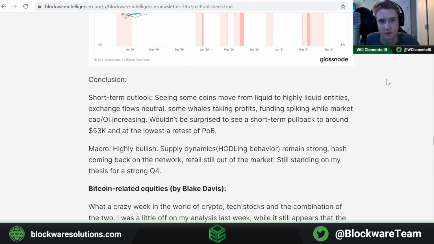Also, when we look at the volume and the size of transactions that are making up volume, you've seen $10 million plus transactions really take over the last month and a half. And so to me, what that's showing is that institutions are really dominating volume. But yeah, overall, I still stand on my thesis for a strong Q4.